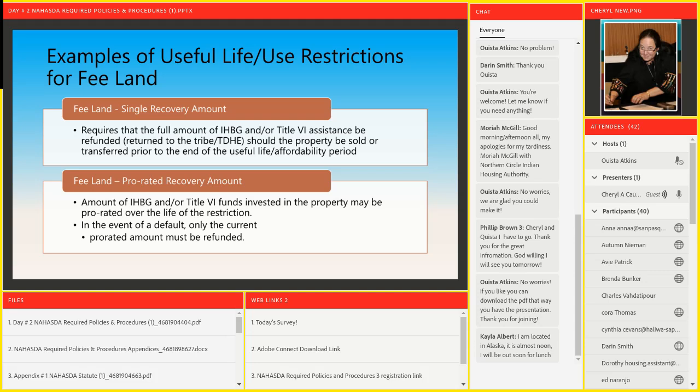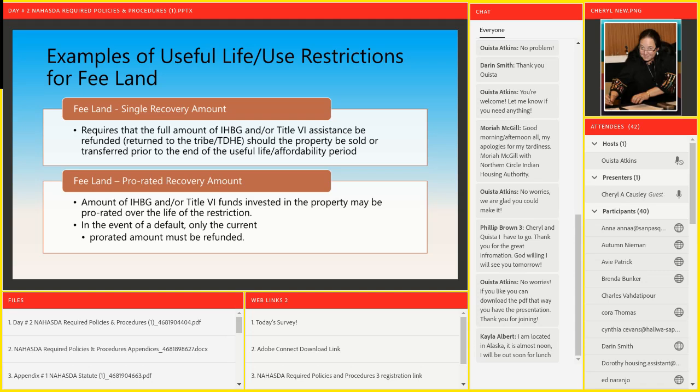So that is the decision that you have to have made within your agency and your leadership. Fee land with a single recovery amount requires that the full amount of your assistance be refunded or returned to your housing department should that property be sold or transferred prior to the end of the useful life. So if it was a 20-year period and they made it 18 years through, if you had a single recovery amount, they'd have to pay you back all of it.